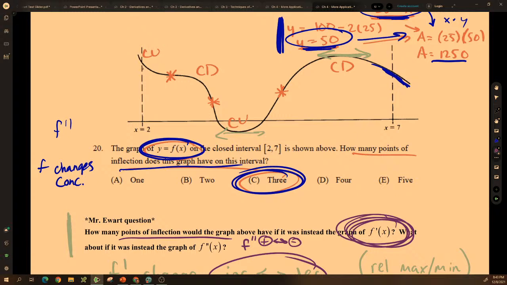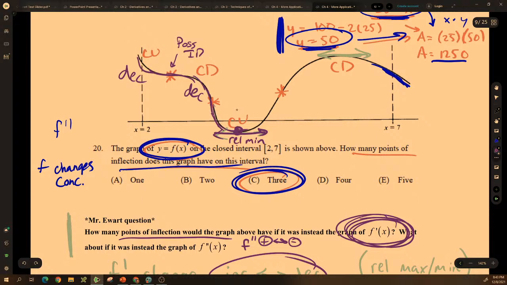But this graph is basically decreasing. It continues to decrease. It pauses here. That would be a possible inflection point, but it's not an inflection point because the graph continues to decrease. Then here it bottoms out, right? I get this horizontal tangent. We get a relative minimum.